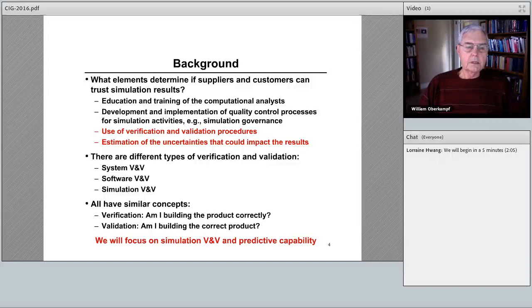All of these have similar concepts, and verification generally has the idea of, am I building the product correctly? The product meaning software or the simulation result itself. And validation, and I'll more formally define these in a little bit with regard to both engineering and computational sciences: am I building the correct product for validation? Meaning I'm building something that the customer is interested in answering a question to. So we will focus on simulation V&V, and particularly on the idea of predictive capability.